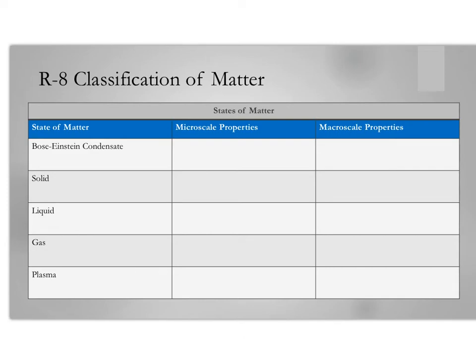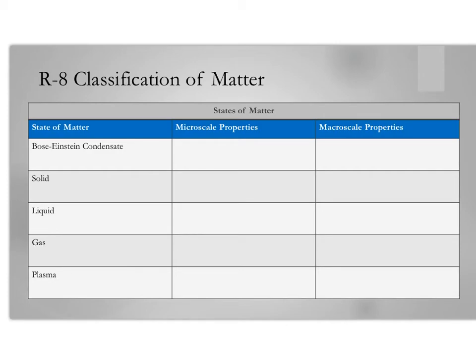All right, now we're into section 8 of chapter R, classification of matter. And the first step is to start with the different states of matter. Solids, liquids, gases, those are usually what students learn about throughout their life. But there are more states of matter, and it seems that every couple months or so, chemists or physicists discover a new state of matter.